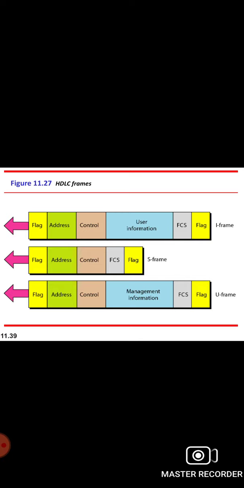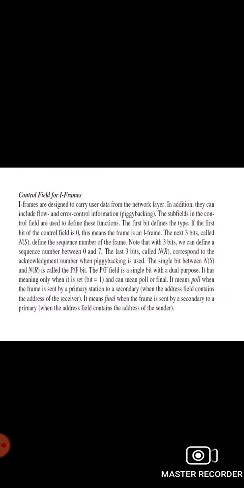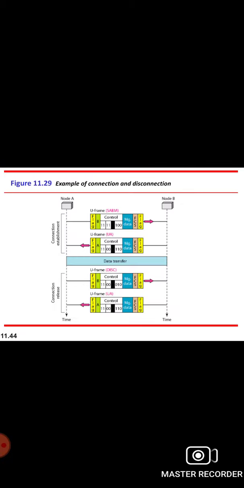Let's move on to the control field for S frames. Right, these were the control fields for I frames. Now let's see the control field for S frames. Supervisory frames are used for flow and error control whenever piggybacking is either impossible or inappropriate. That is, for example, when the station either has no data of its own to send or needs to send a command or response other than an acknowledgement. S frames do not have information fields.